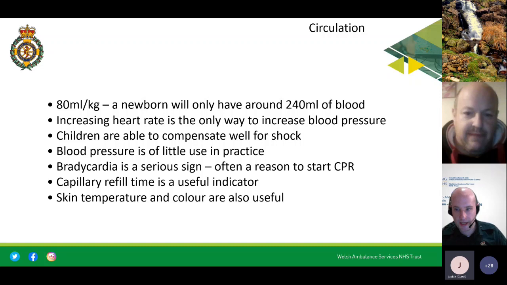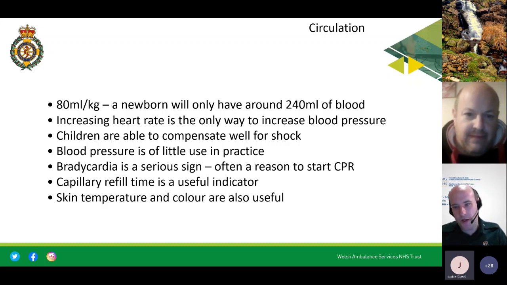Oh, circulation then. So this is where we talked about a catastrophic hemorrhage in a child is really significant. So a newborn will have a blood volume of around 240 mils, which is two thirds of a can of Coke.